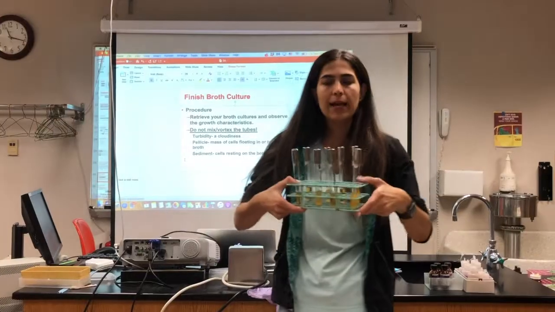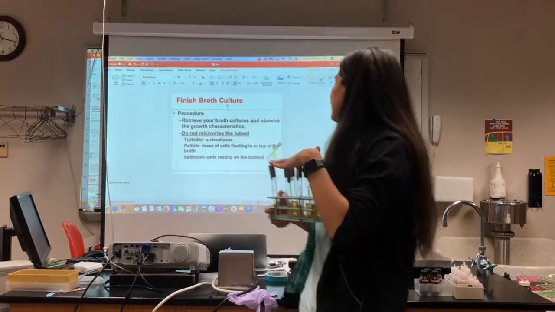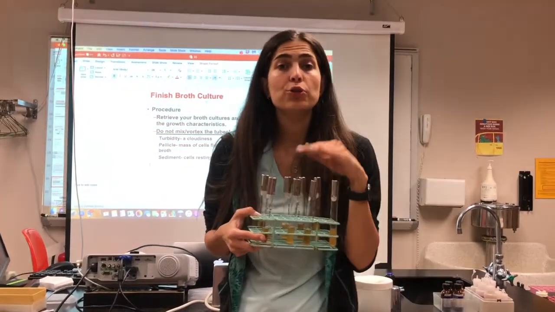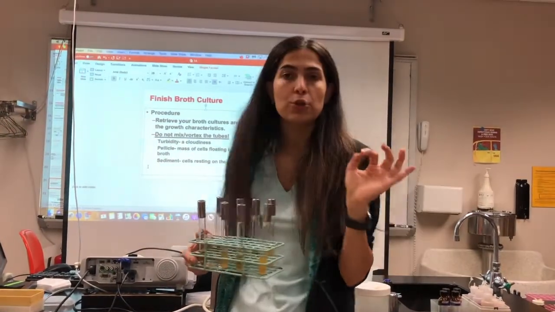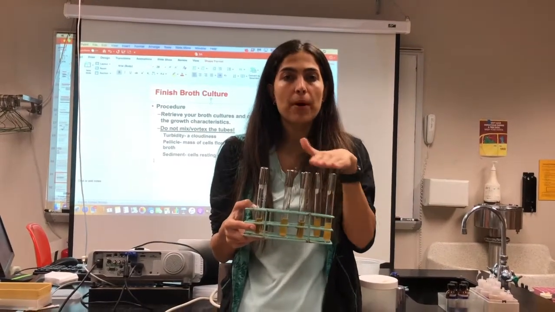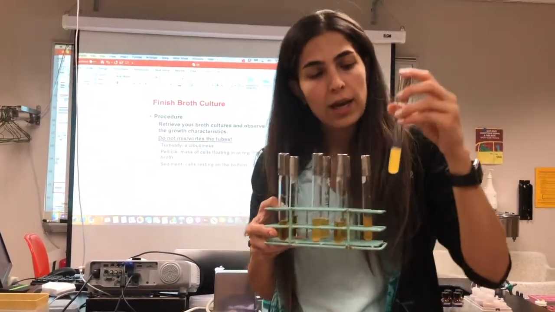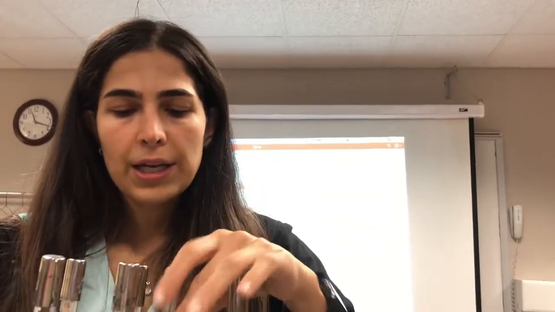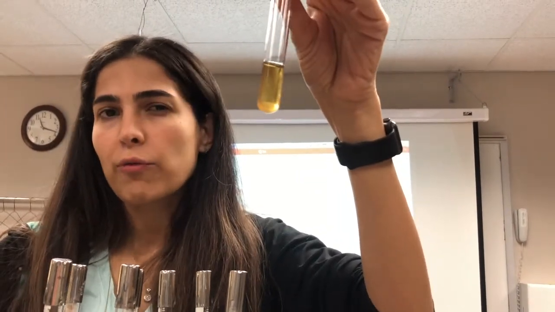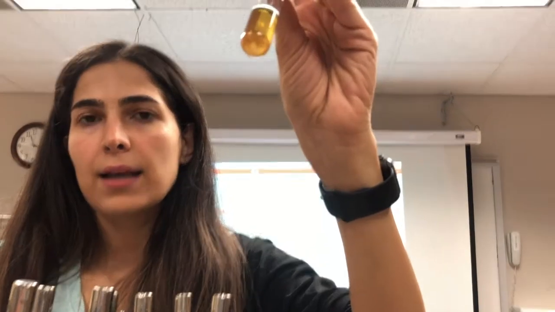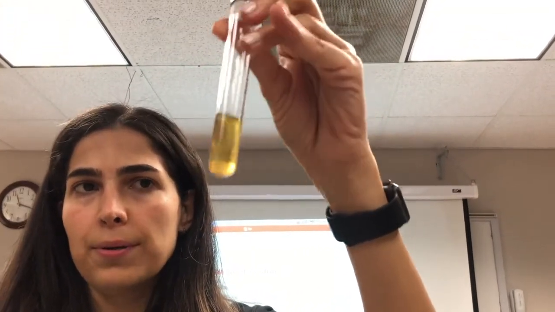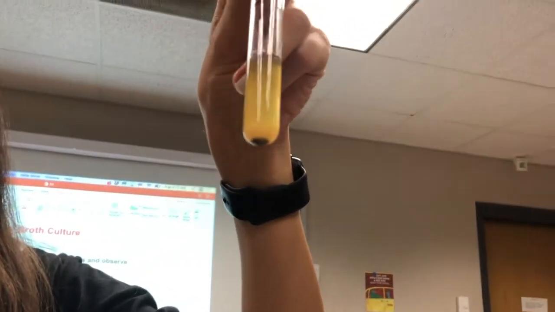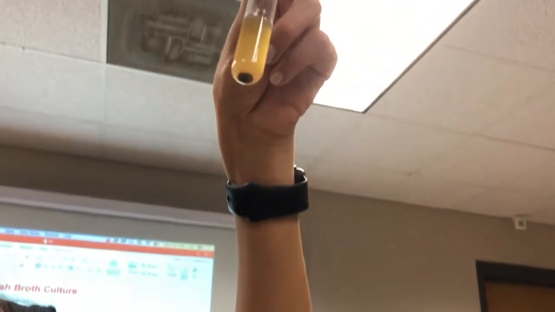So take out our cultures from the incubator, and then we will observe the growth characteristics of the microorganisms. The thing is that you should not vortex or mix the tubes, because we want to see the different types of growth. So here is the E. coli. You can see that there is turbidity all over the tube. Here is the M. luteus. I didn't shake or vortex the tubes. You can see the sediment on the bottom of the tube. This one is the soil sample. Again, you can see the turbidity all over the tube and also some sediment on the bottom.